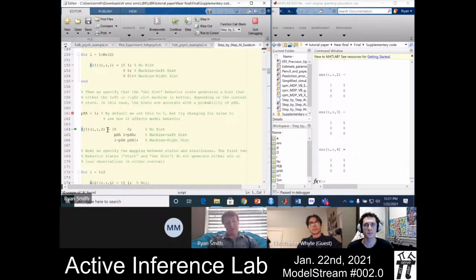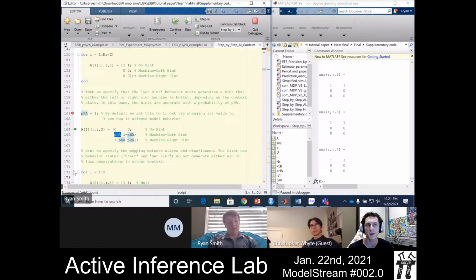And then I'm going to replace that A2, because remember, A2 means I'm in the hint state. And so I'm going to say, when I'm in the hint state, column 1 here, I'm going to observe the machine left hint with some probability if I'm in the machine left state, which is the left column. And then 1 minus that for the no hint state. And again, if I'm in the right better context, so the right column here, then it's going to be the reverse. I'm going to observe the right machine with some probability.